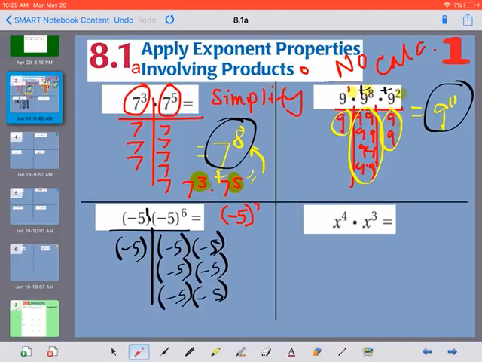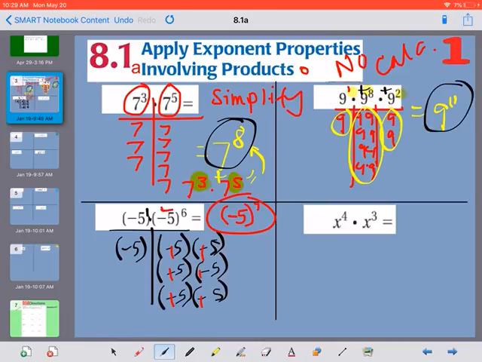We know that our answer is going to be negative because we have an odd number of negatives. These two would really make a positive. These two would make a positive. It will end up being a negative. But for right now, you can just leave it as negative 5 to the power of 7. You can also get that by adding 1 plus 6.